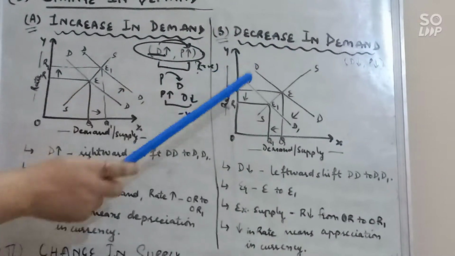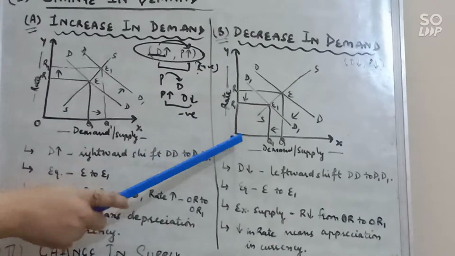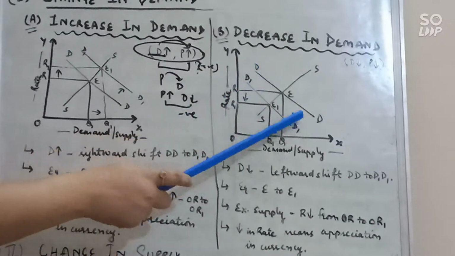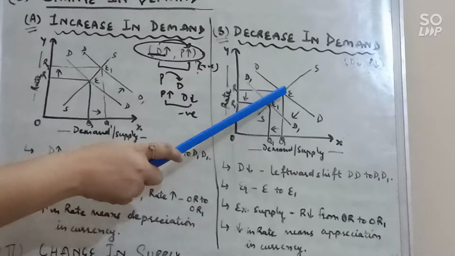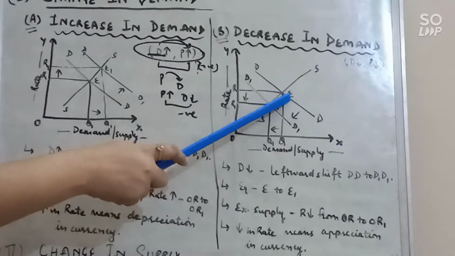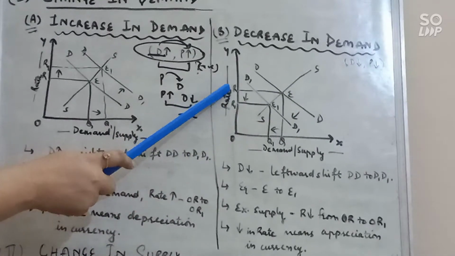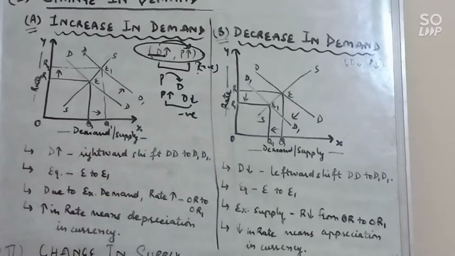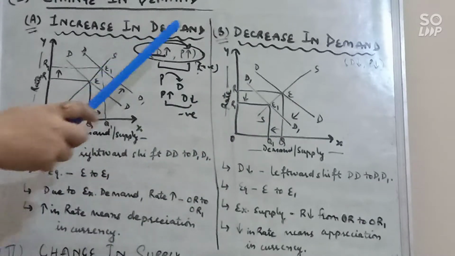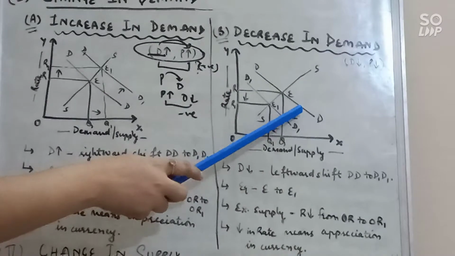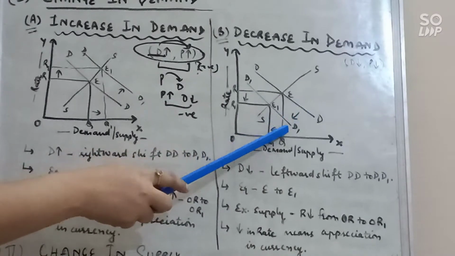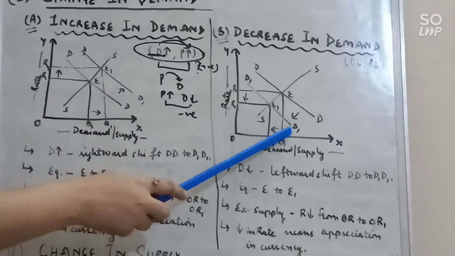If there is decrease in demand, let's see with the diagram. Again, initial demand curve DD, supply curve SS, equilibrium is a point where demand is equal to supply, OR is the equilibrium rate and OQ is the equilibrium quantity. Now, if there is decrease in demand, demand curve shifts leftward. So it makes new demand curve D1.